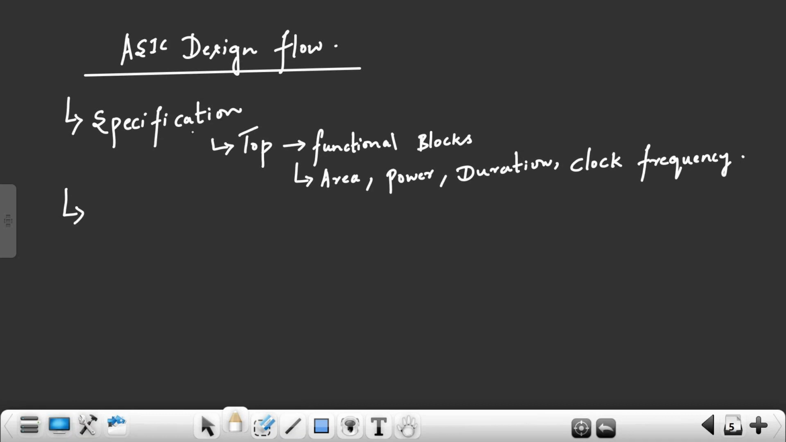So the next step goes with what? When you go with specification, what will you do? RTL design. Sir, architecture. The specification is only architecture, right? What are the functional blocks? Deciding functional blocks is only the architecture. Architecture team only can decide all these things. Chip architecture.